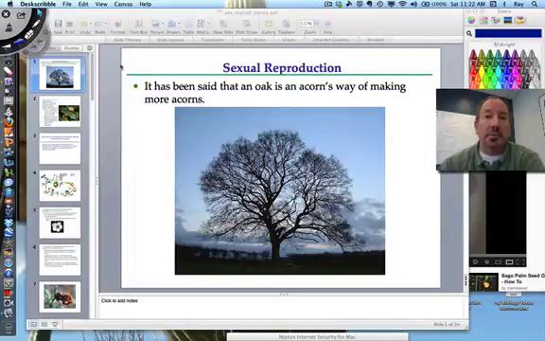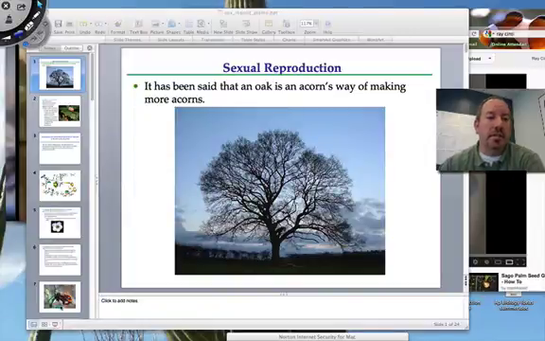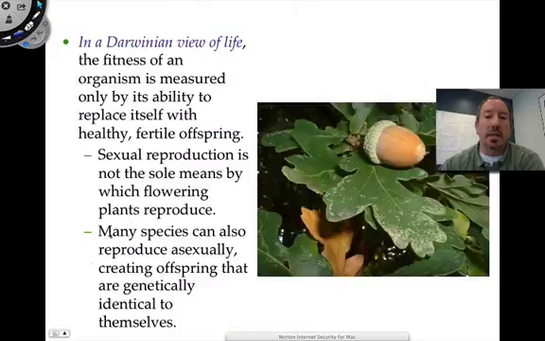Today I'd like to talk to you about sexual reproduction in plants, and in particular in angiosperms. And here's this picture of this beautiful silhouette of a mighty oak tree here in the savanna of California. It's often been said that the oak is the acorn's way of making more acorns. Interesting. I want you to think about that as we begin our conversation today about sexual reproduction in plants.